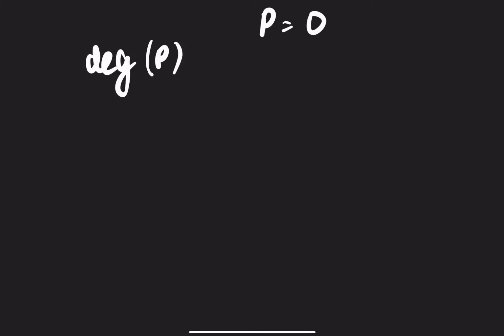This interesting question is, what is the degree of a polynomial p if p is a zero polynomial? A zero polynomial is just p equals 0. Okay, so essentially what I'm asking is, what is the degree of 0?